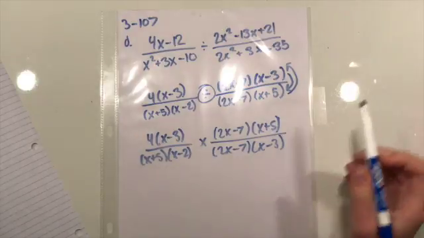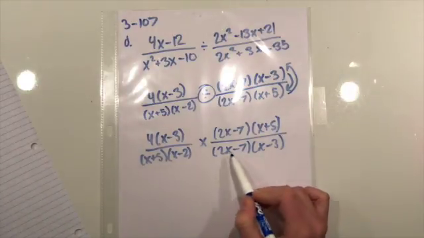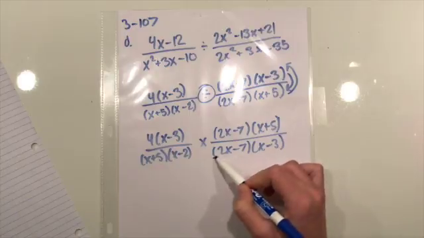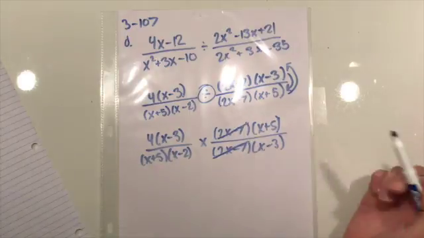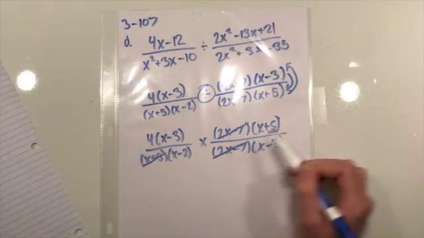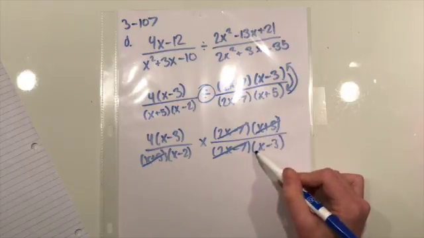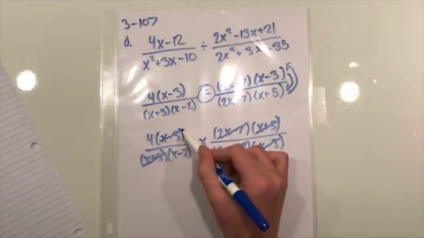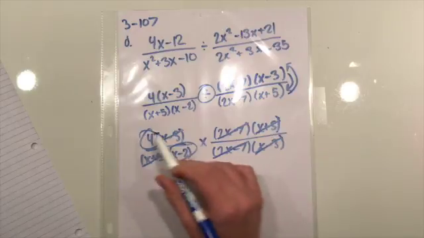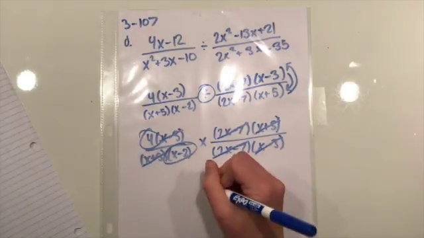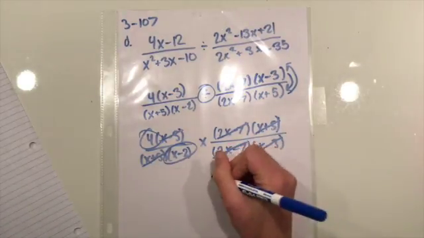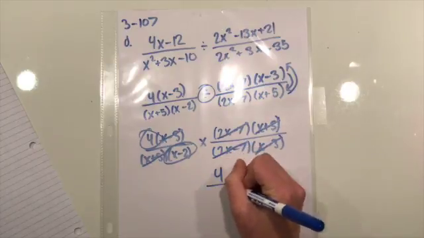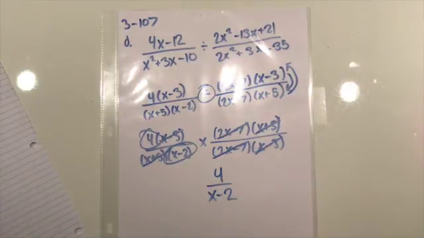So 2x minus 7 and 2x minus 7, let's cross these out. We've also got x plus 5 and x minus 3 to cross out. There's a lot we cross out, and only two parts remain in the equation. It ends up looking like 4 over x minus 2, and that's the final answer.